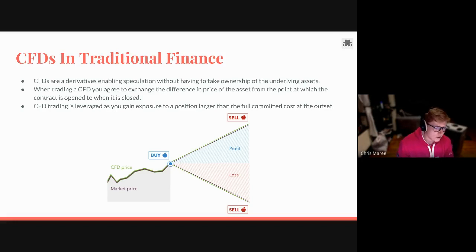CFDs are illegal in the US, mainly because the regulation around them is pretty vague, and also they're really difficult to trade in a profitable way. I read this statistic that said that 90% of retail customers lose 90% of their money in the first 90 days of trading CFDs, which is pretty crazy. So you can't trade them in the US, but in Europe and in other places, they're pretty popular on places like eToro, for example. All of their products are CFDs.